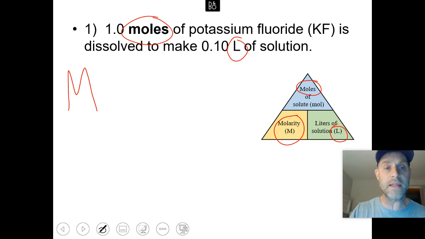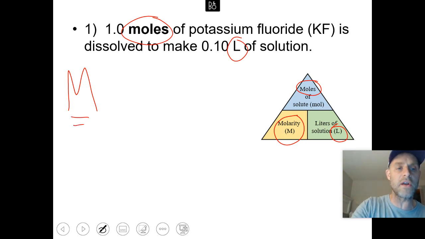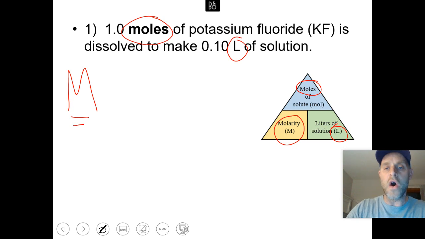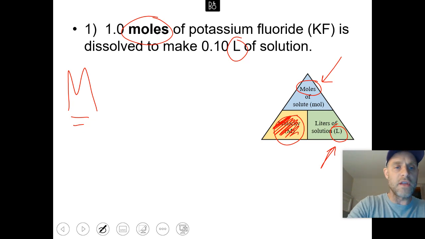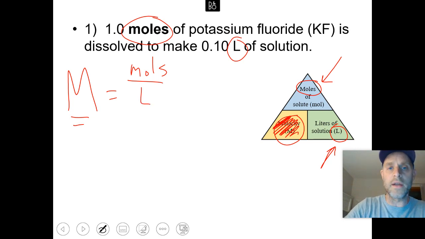So remember how we did that. We said if you're trying to solve for molarity, which is what we're solving for here, all I have to do is cross that out on the triangle, make it disappear. And then look at, what do I have left? Well, I have moles on top of liters. So the equation we use is molarity equals moles on top of liters. Done. That's my equation. And then I just plug it in.